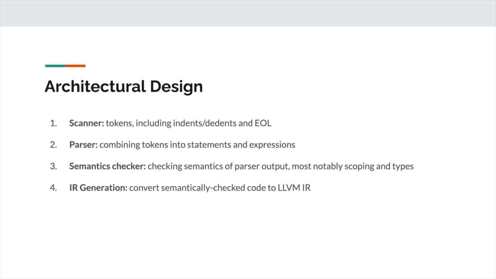Finally, we have the IR generator, which uses OCaml and the LLVM module. We take the SAST from the semantics checker and we generate LLVM IR code. For example, with assignment, we allocate the correct amount of memory and we put in the correct value.